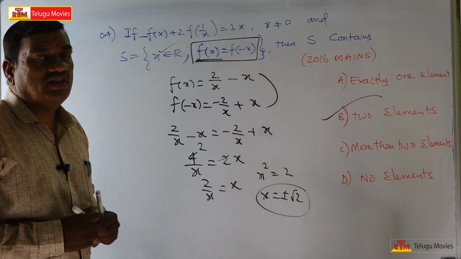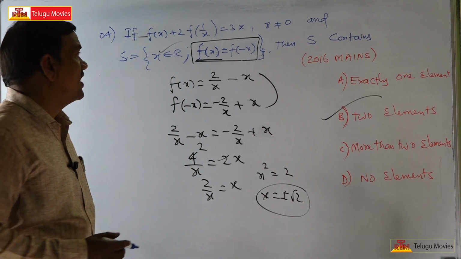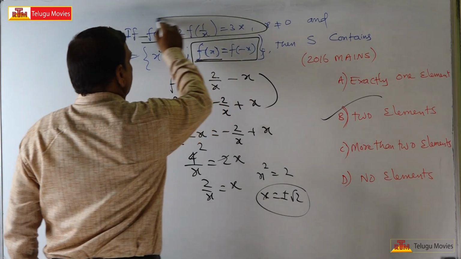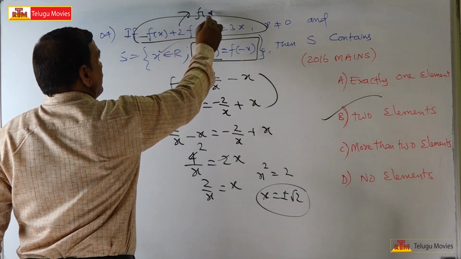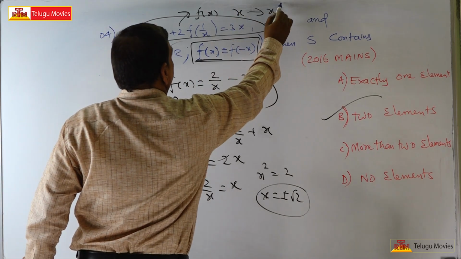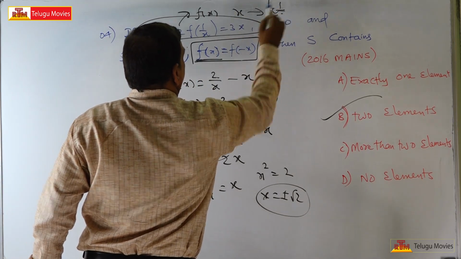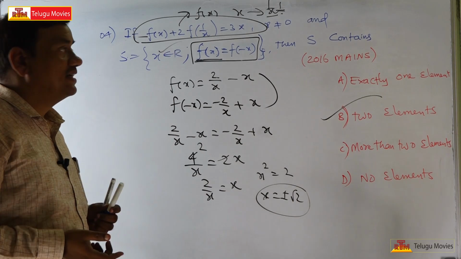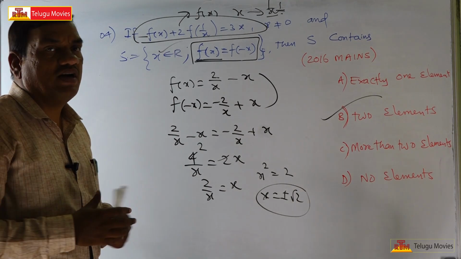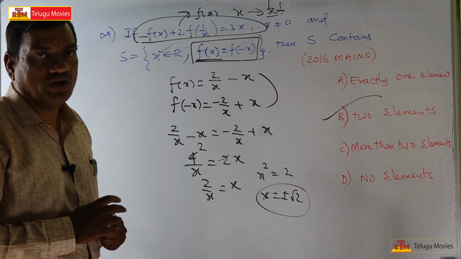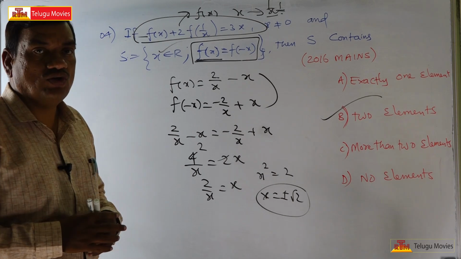The only thing from this problem that you have to learn is how to extract f of x from the given expression by simply substituting 1 by x in place of x. If you replace x with 1 by x, automatically you will get the function f of x. Okay. I hope that you understand this solution. So let us go for the next problem.